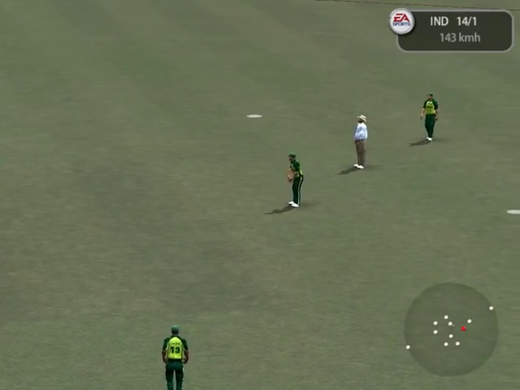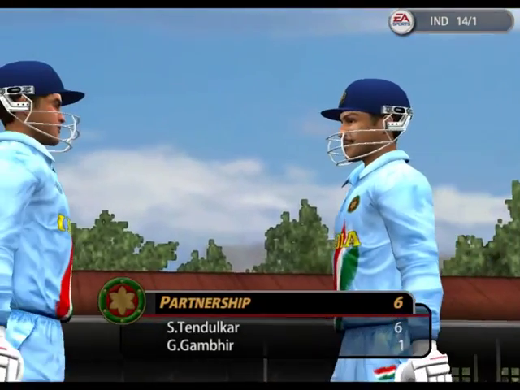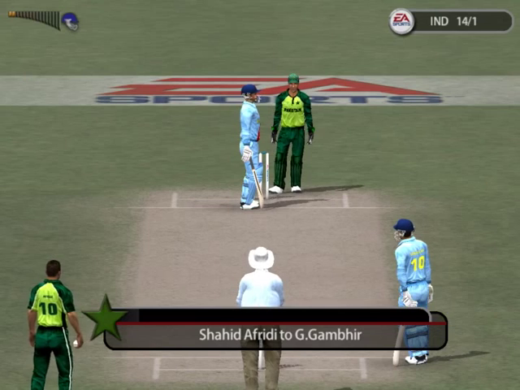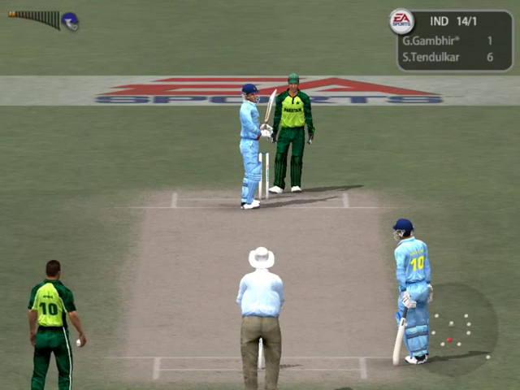Hit straight to a fielder. That over cost 14 runs. The required run rate is... Gambia face an over of spin.